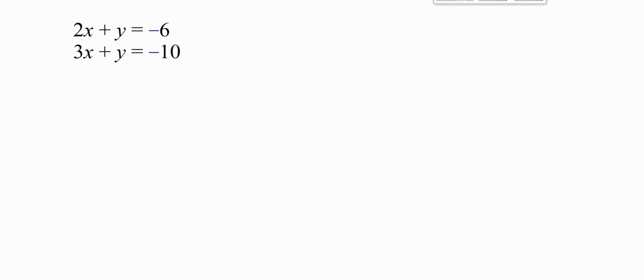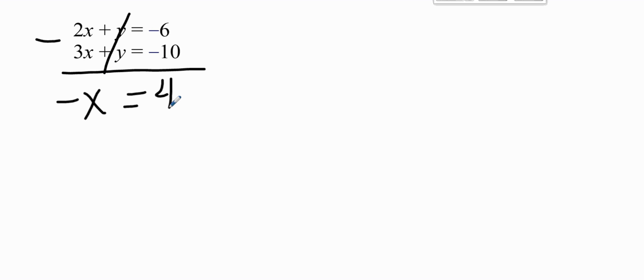Go ahead and pause this one and work it out by yourself, and then we'll come back. All right, so I have 2x plus y equals negative 6 and 3x plus y equals negative 10. I don't have opposite coefficients, so I have to subtract them. 2x minus 3x is negative x. Y minus y goes away. Negative 6 minus negative 10 is a positive 4. I can't have a negative variable, so I'm going to divide both sides by negative 1, and I have x equals negative 4.